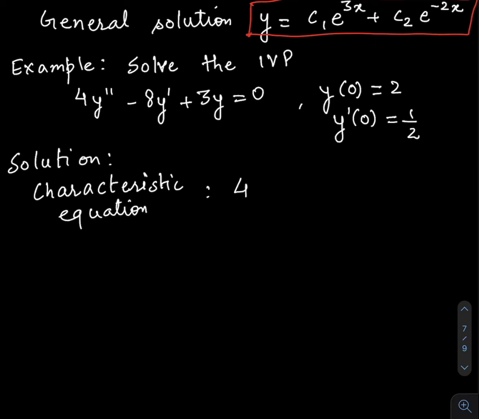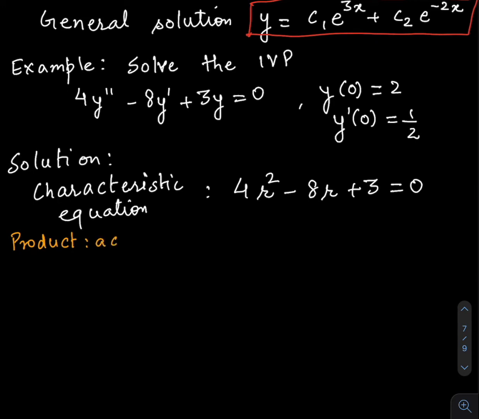Which is 4r squared minus 8r plus 3 in this case, right? Now you can factorize or you can find the roots using the quadratic formula. Okay, so if we want to factorize, we know the product. I know all of you know how to factorize, but I'm just giving you a recall.